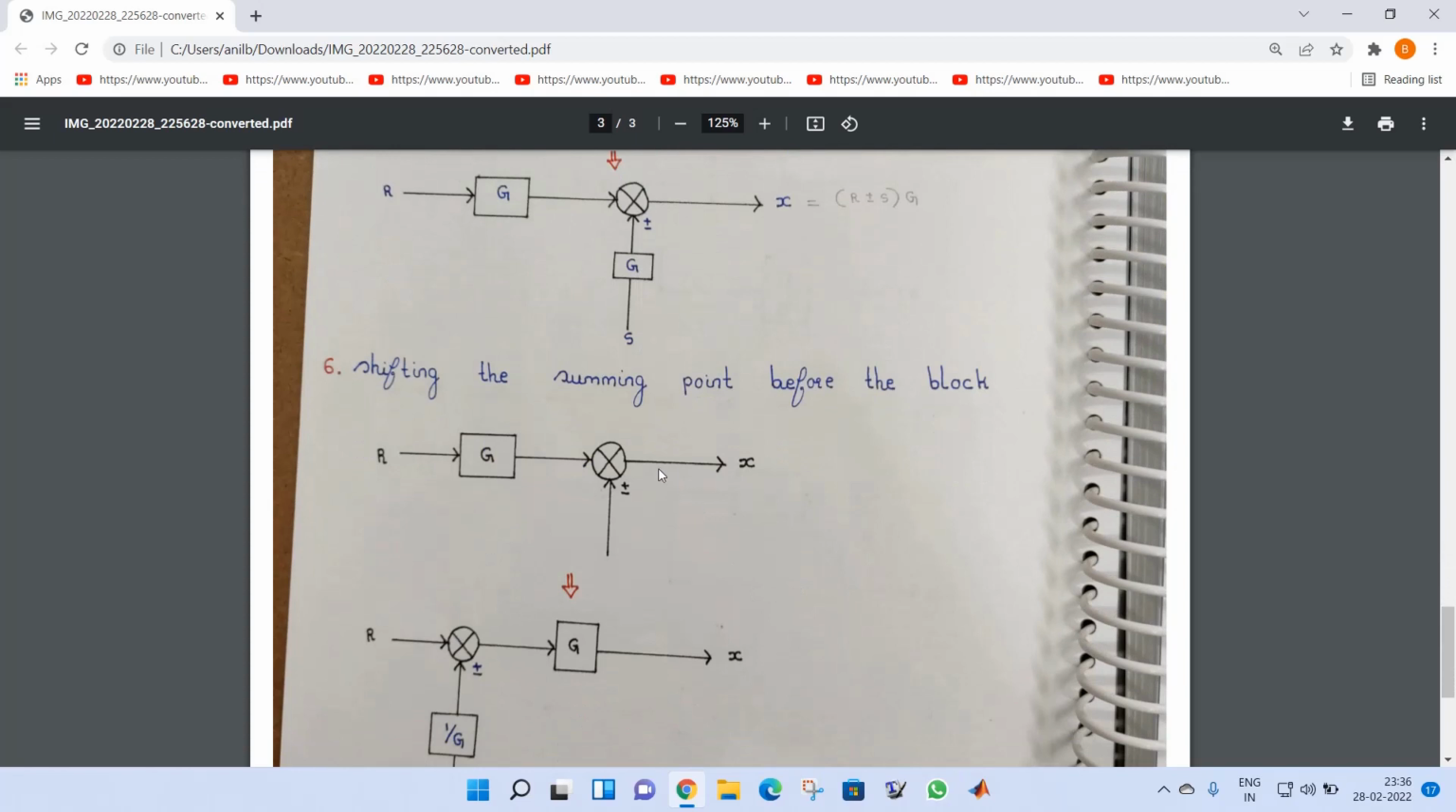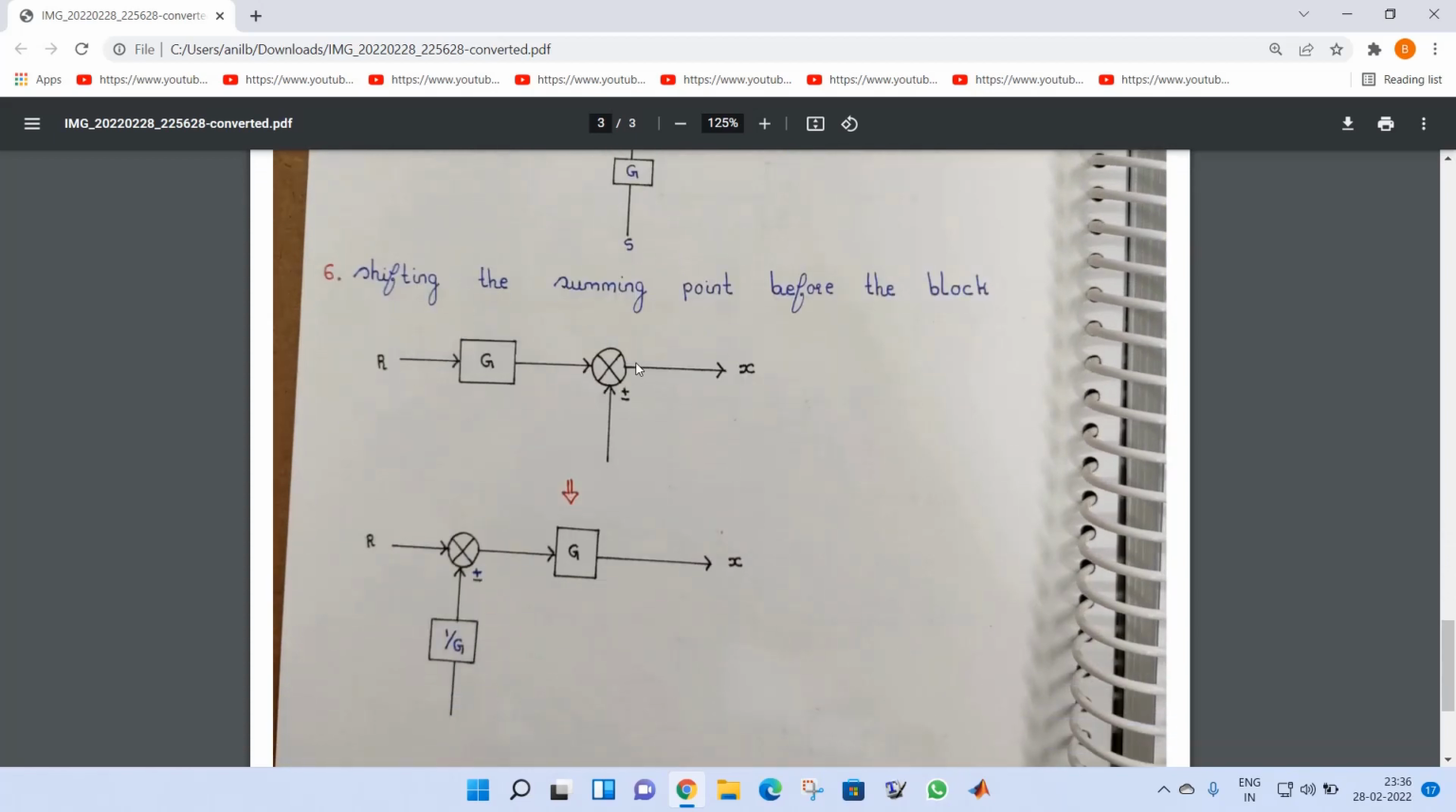Now coming to the next rule, we have the summing point here, right? That summing point I am shifting before the block. When we shift the summing point before the block, we need to add an additional block 1 by G. The explanation is the same as the last explanation.